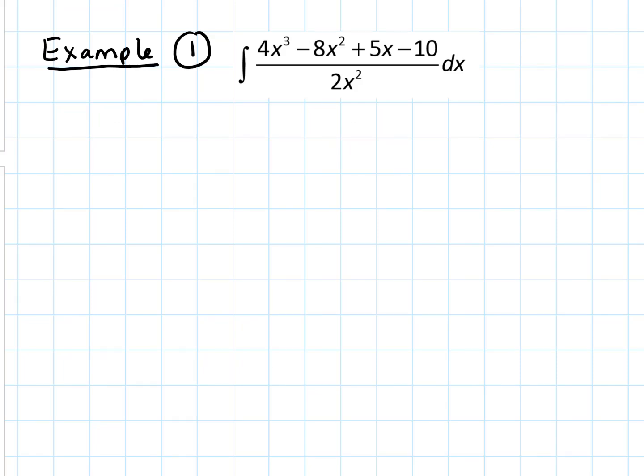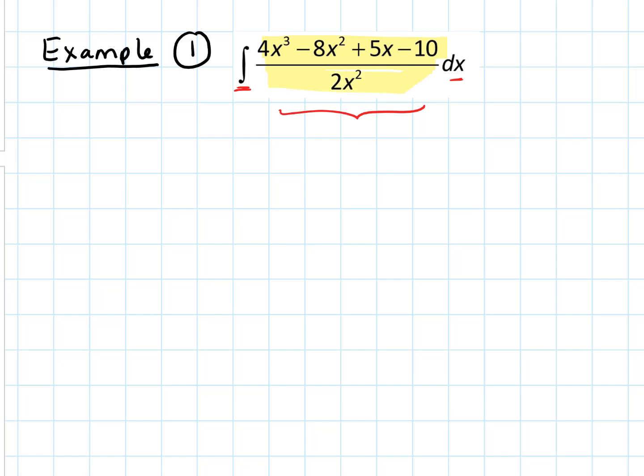So let's start with this example. If I come across a problem like this and it has that integration symbol, the integral of, and in this case I have this rational function, and we're being asked to find that integral with respect to x. We're going to find the general antiderivative of this function here with respect to x.